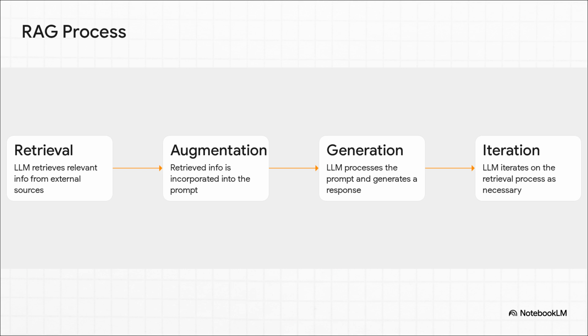Third, generation. The model now processes that updated prompt and generates a response that is firmly grounded in the actual facts it just retrieved. And of course, you iterate on this. It completely takes the guesswork out of the equation.